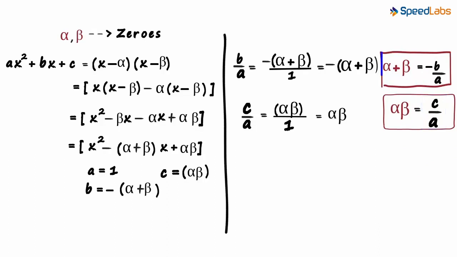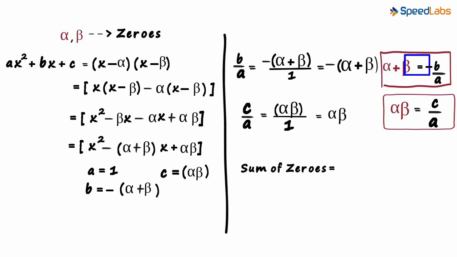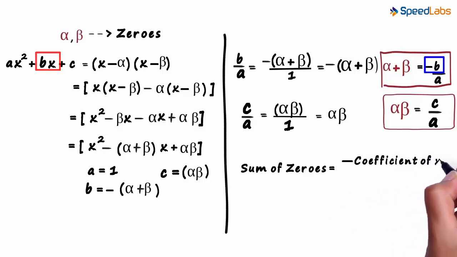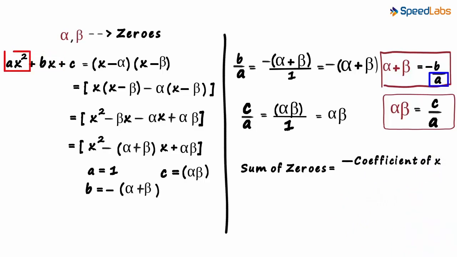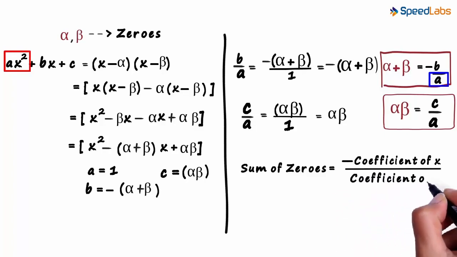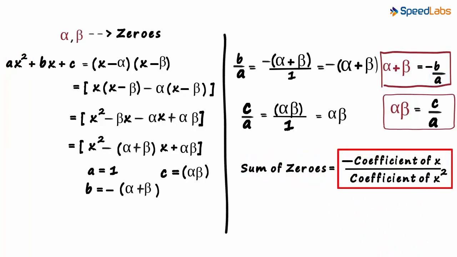So let's analyze the sum of zeros. In the numerator, we have minus b, and b is actually the coefficient of x. We can write the numerator as minus coefficient of x. The denominator is a, which is the coefficient of x squared. So we write coefficient of x squared in the denominator. So the sum of zeros will always be equal to this ratio.